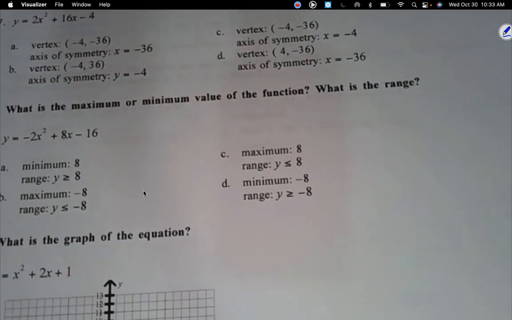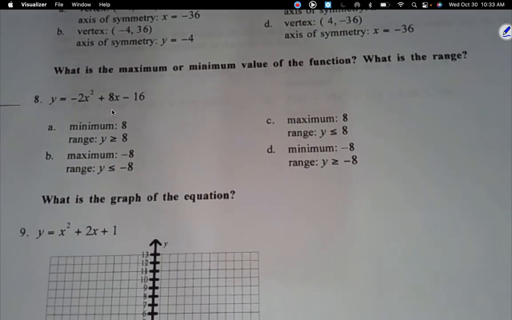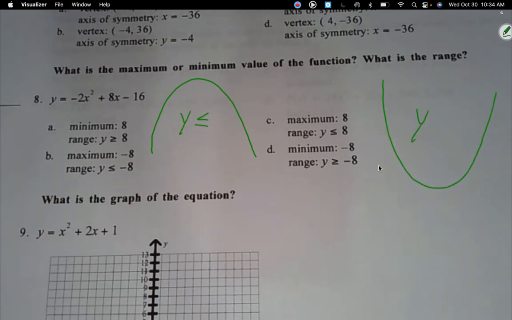Okay? This one, how do you find the max or min? Plug it in your calculator, right? Is your minimum or maximum your X or Y value? The Y value. Axis of symmetry is the X value. The max or min is always the Y value. Is it your range, your Y value? Yeah, it's the same. So your range is your Y value. Remember, if it looks like this, it's Y is less than or equal to. If it looks like this, the range is greater than or equal to. Okay?